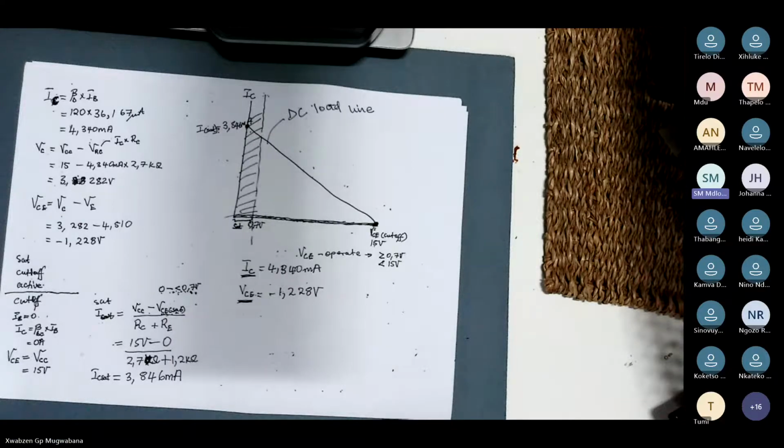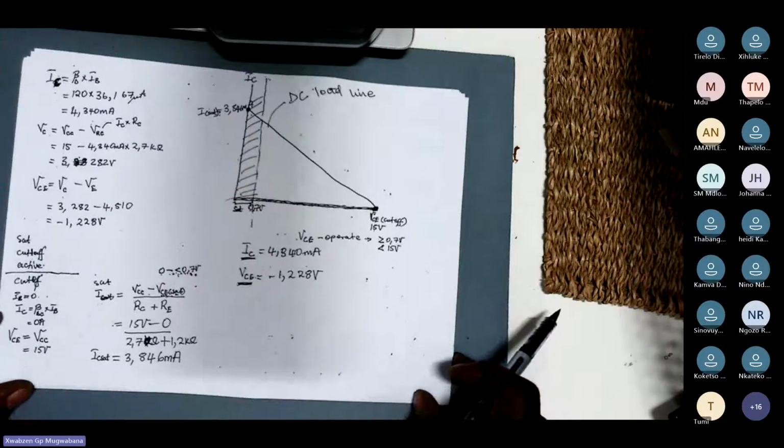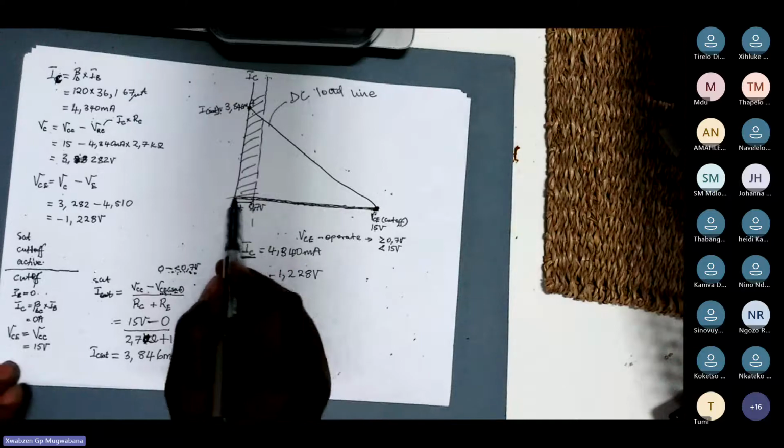Yes. So if they give us a number, how would that graph change? Which graph? Let's say they give us 0.2. What happens to the graph, the saturation region? The saturation region will stay there.